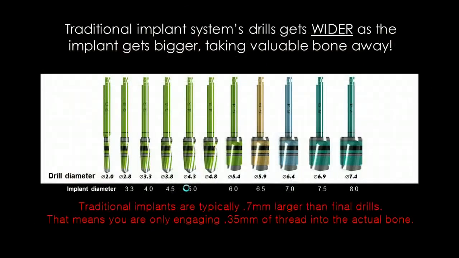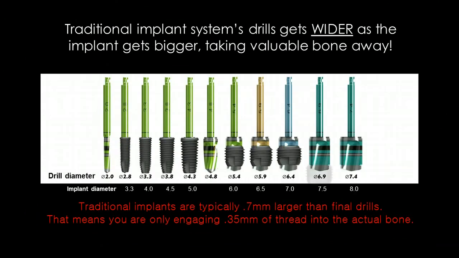Now, quickly to review the sequence of traditional implant systems. Actually, let me just kind of burn through this. Each implant really engages a minimal amount of bone. So let's quickly look at this. Here's a 2.8 drill for your implant diameter 3.3. 3.3 drill for your implant diameter 4.0. 3.8 drill, final drill for your implant diameter 4.5, and so forth and so on. As your implant gets bigger, your drill gets bigger, so you're actually taking more bone away. So again, traditional implant designs are typically 0.7 millimeter larger than the final drills.